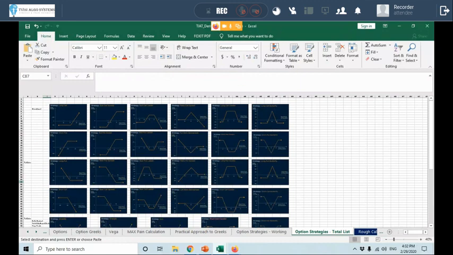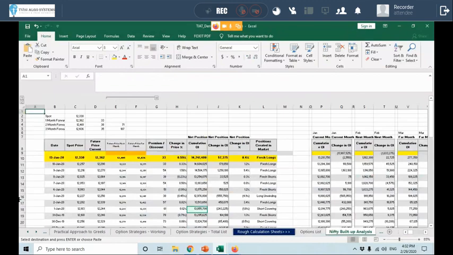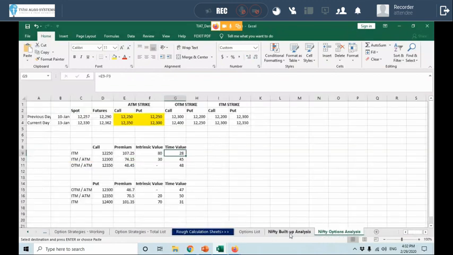Oh, I still need to make those strategies. Huh? I forgot completely. Yeah, built up analysis.